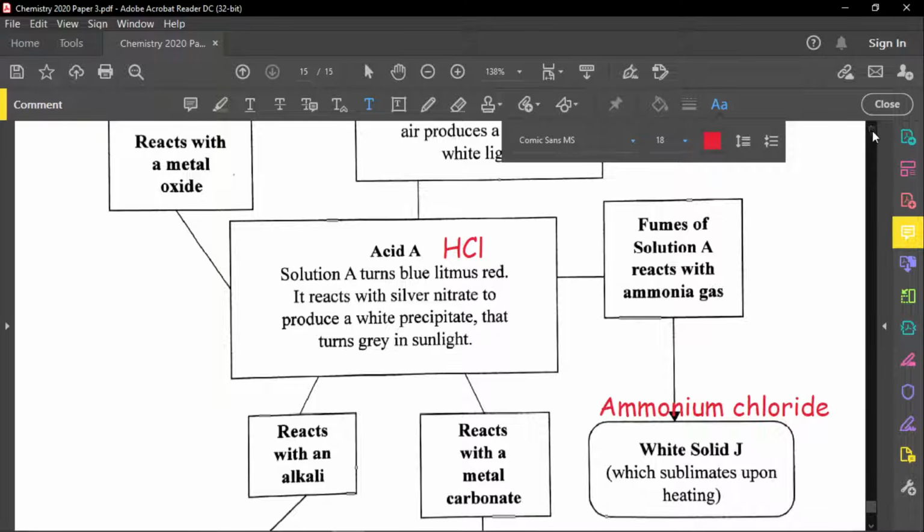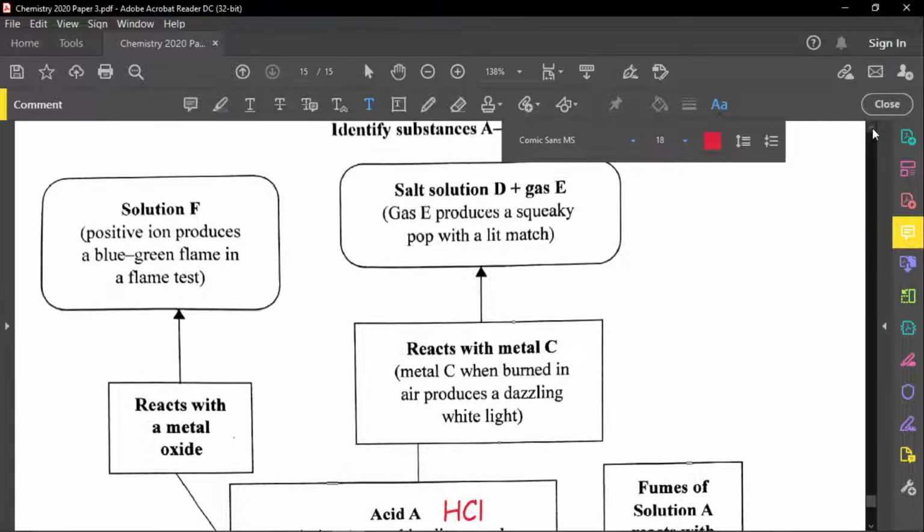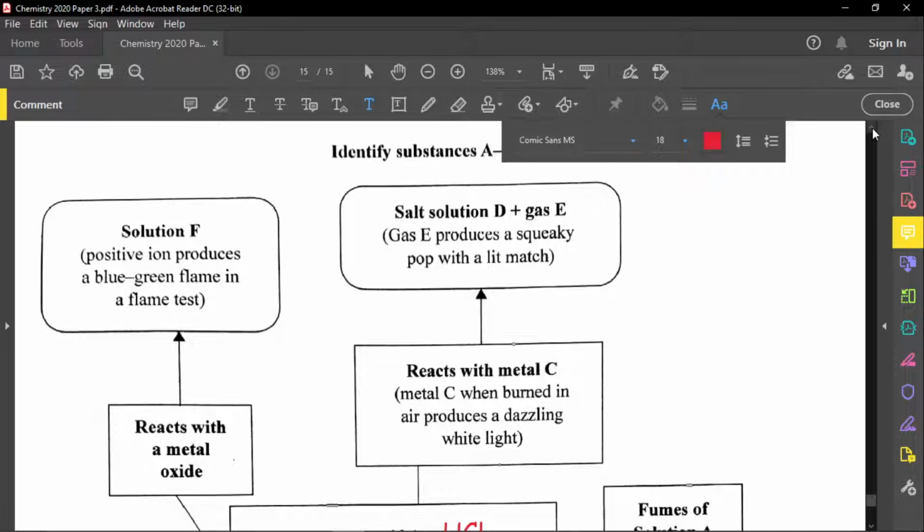All right, great. Let's jump to the next part up here now. We're almost there. We're almost finished. All right, so this one now reacts with metal C. So that's a metal reacting, which is a very good thing. So hydrochloric acid reacts with metal. You know that the gas formed must be hydrogen gas, because remember, acid plus a metal gives you a salt and hydrogen gas. So even though they give us a clue right here, a squeaky popping sound, know that this is hydrogen gas. So hydrogen will make a popping sound in the presence of light or fire.